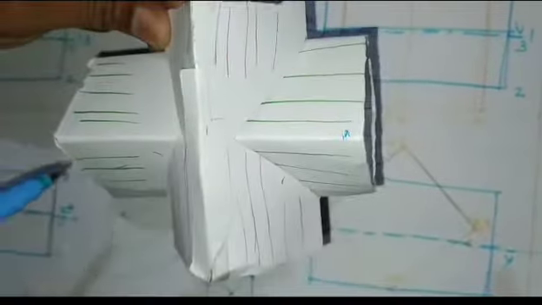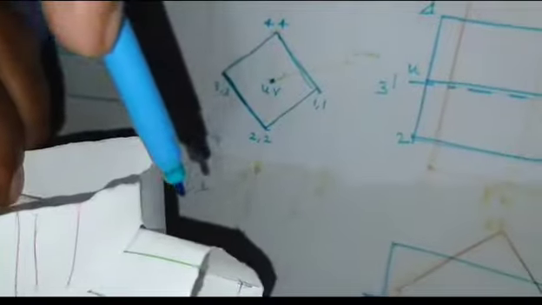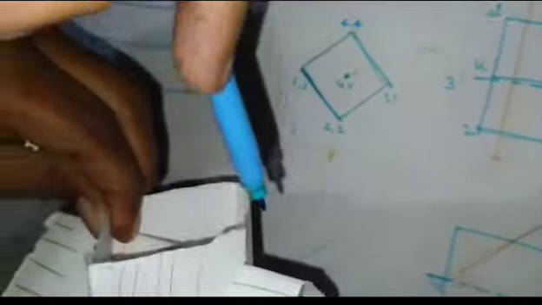This is the 1 1, 2 2, and back side 3 3. For top view, this is 1 1, this is 4 4, bottom side is 2 2 and 3 3.